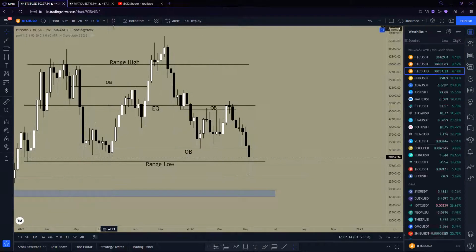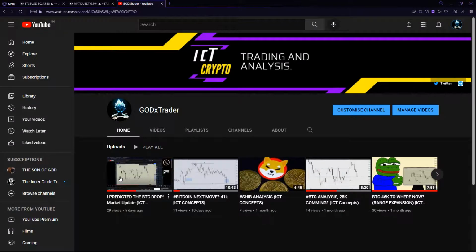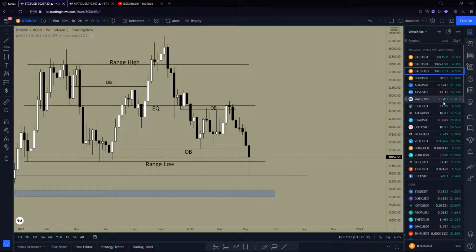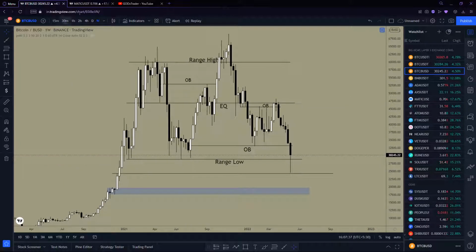Okay. Now let's talk about alts. In my previous video, I told you that alts can crash more than 30%, and what do you see? They crashed more than 20%: DOT 24%, FTM 29%, every other one crashed more than 20% or 25%. That's why it is pumping. It is pumping more than 20%, right? So let's talk about alts.